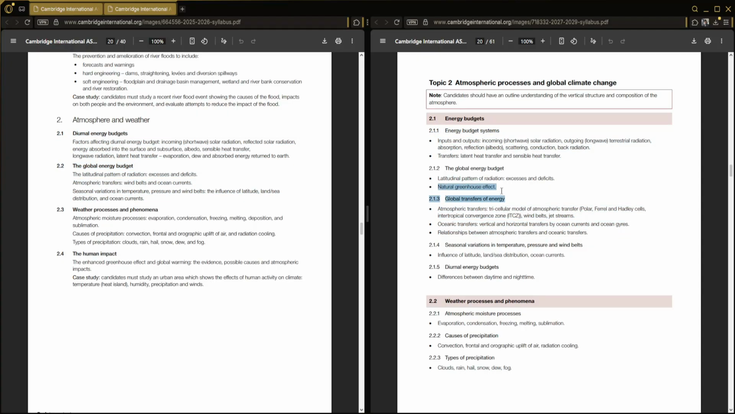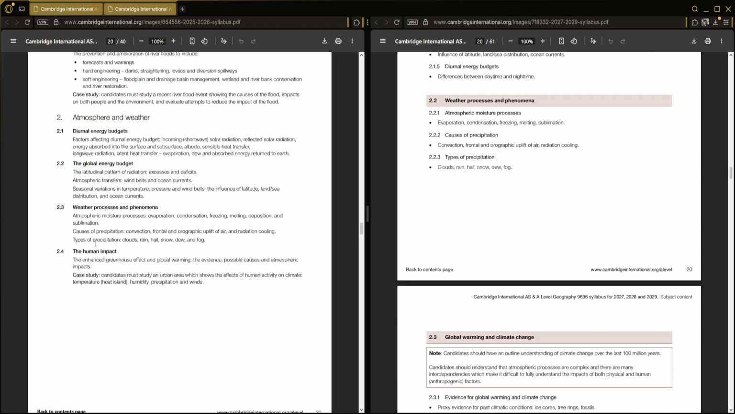There is the natural greenhouse effect that has been added, and also the relationships between atmospheric transfers and oceanic transfers. This means how winds cause currents and how currents affect the winds. But again, these changes are very minor. Natural greenhouse effects you should be aware of already from other subjects, maybe IG chemistry and stuff. So the actual amount of content you have to study, it's really not that much.